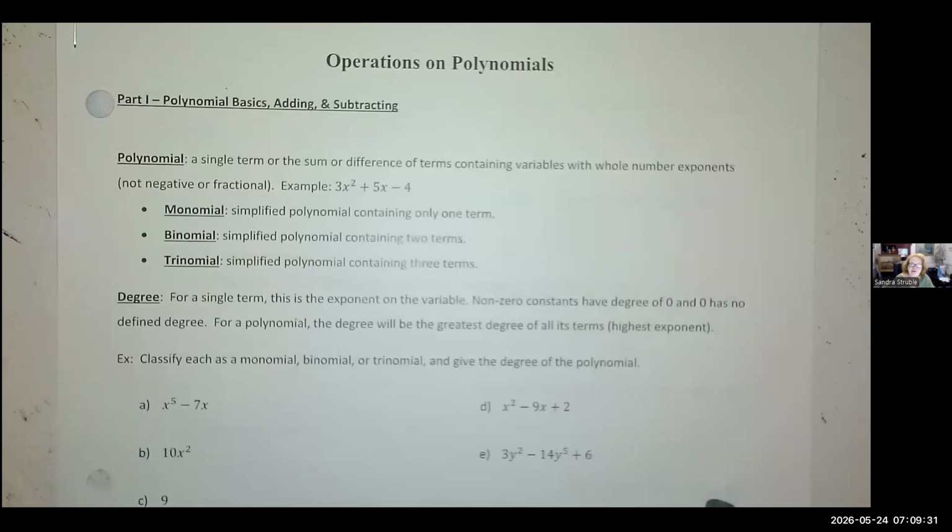Hey y'all, so we're going to cover the operations on polynomials. We're going to start with the basics, adding and subtracting, and then I'll make a couple other videos to help support you in the polynomial pieces.